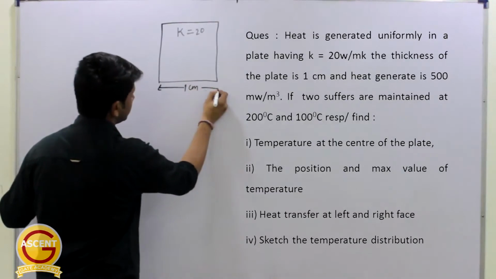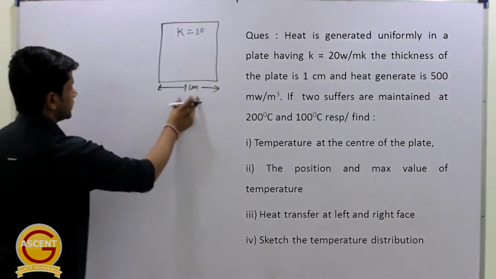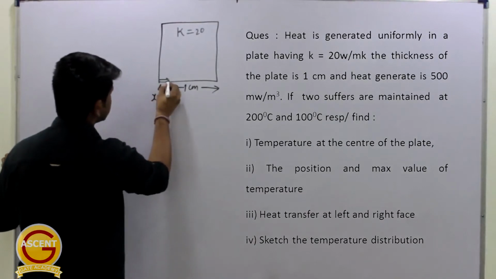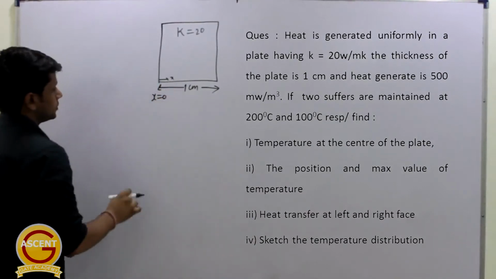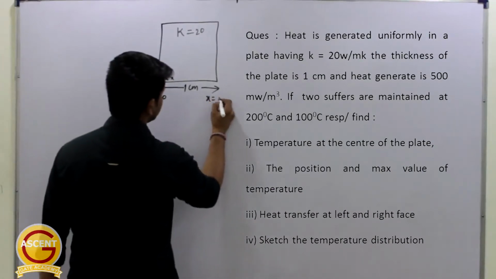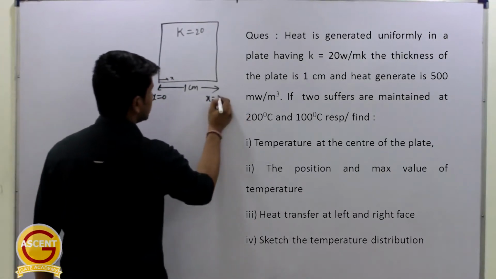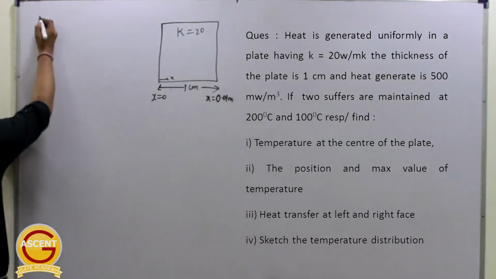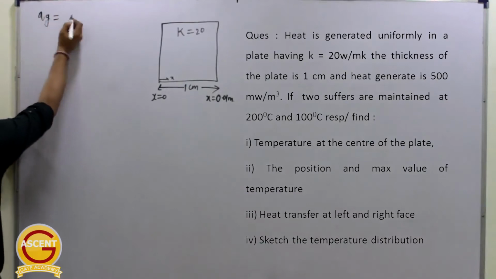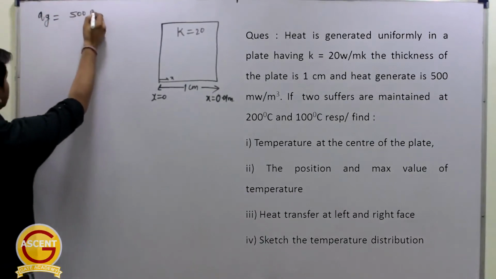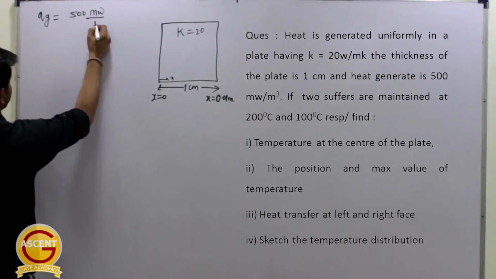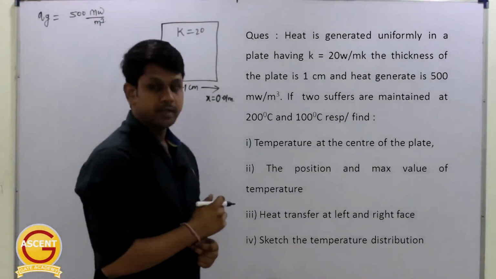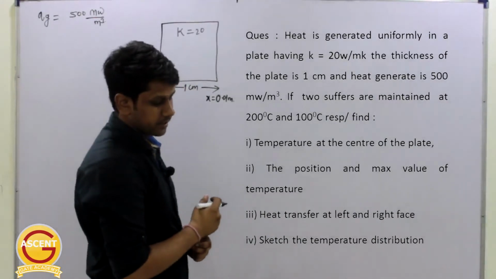So this is a very thin plate, having a thickness of 1 centimeter. At the left face, let's say this is the direction of x, so here x will be equal to 0, and here x will be equal to, let's write in meters, 0.01 meter, right? And the heat generation value, small qg, is 500 megawatt per meter cube. So this is the value of heat generation, and temperatures are given as 200 and 100.